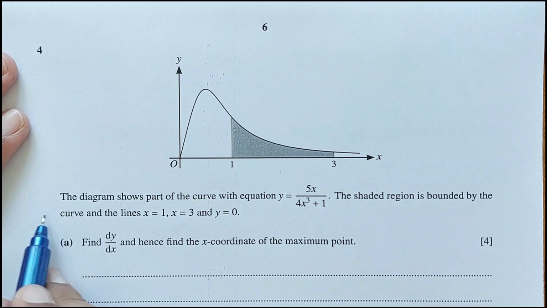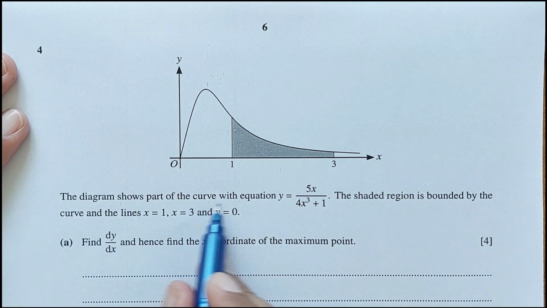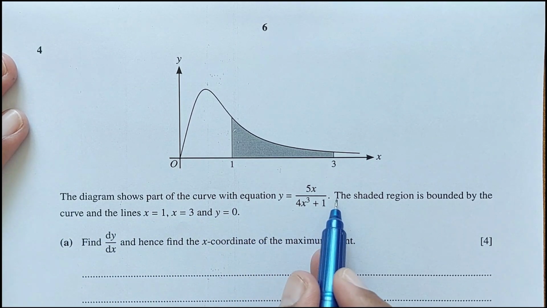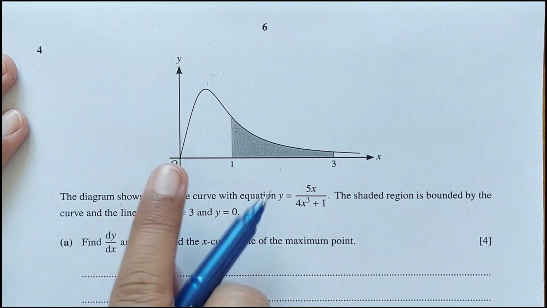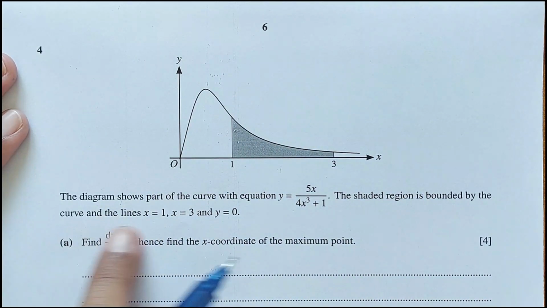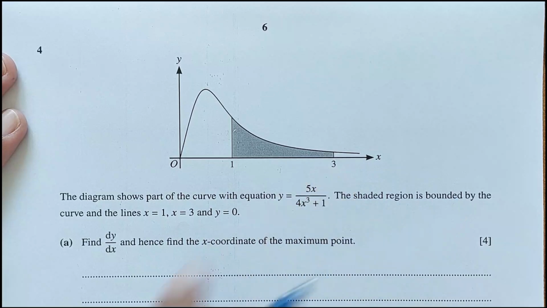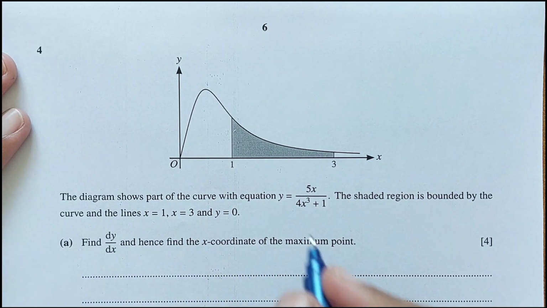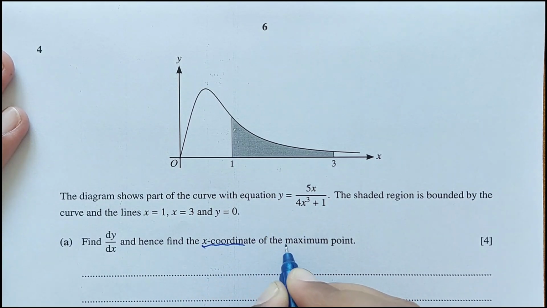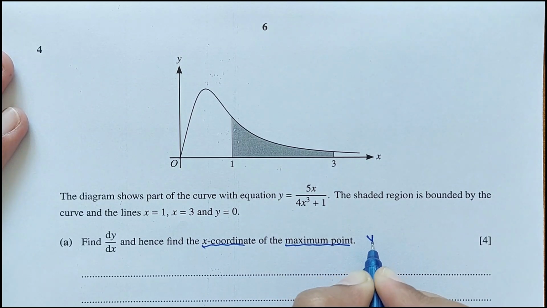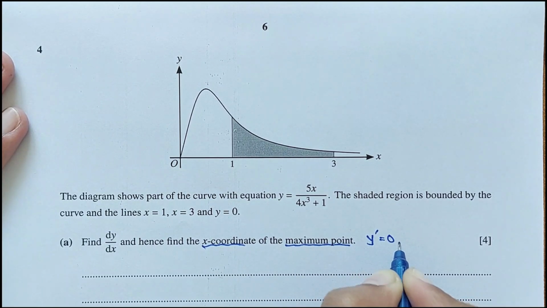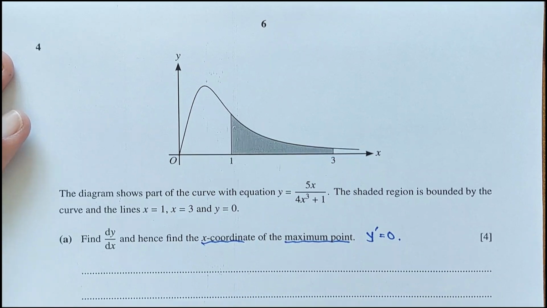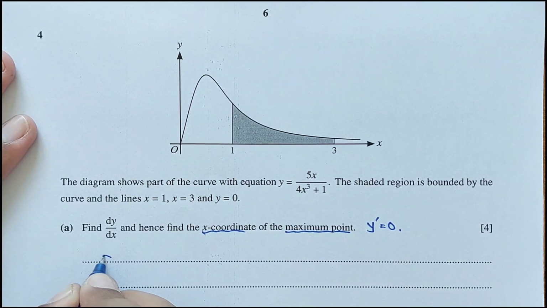Question number 4. The diagram shows part of the curve with equation this. The shaded region is bounded by this curve, and the lines x equals 1, x equals 3 and y equals 0. Now part A, find dy by dx and hence find the x coordinate of the maximum point. Okay, so x coordinate of the maximum point. For maximum point we have to put the gradient of the curve equal to 0. So first let me find the gradient of the curve.